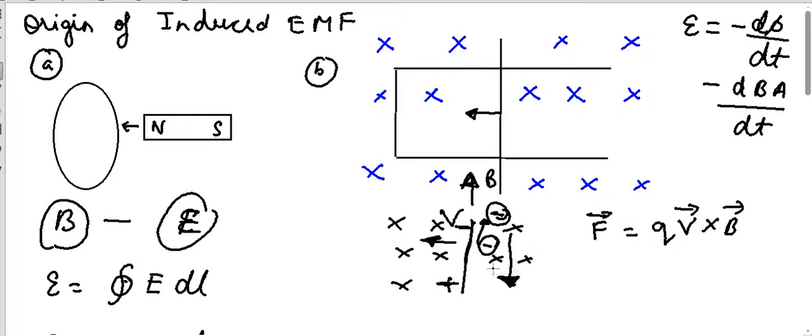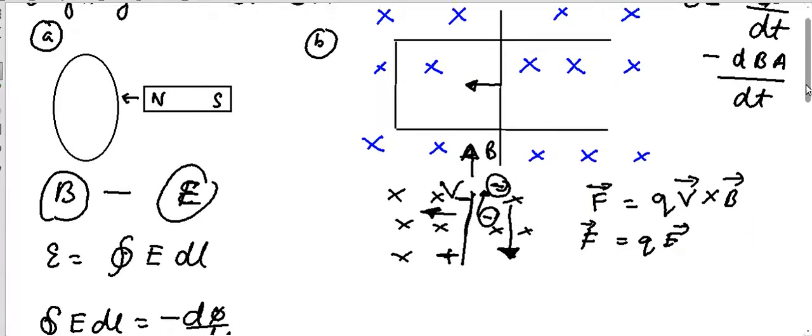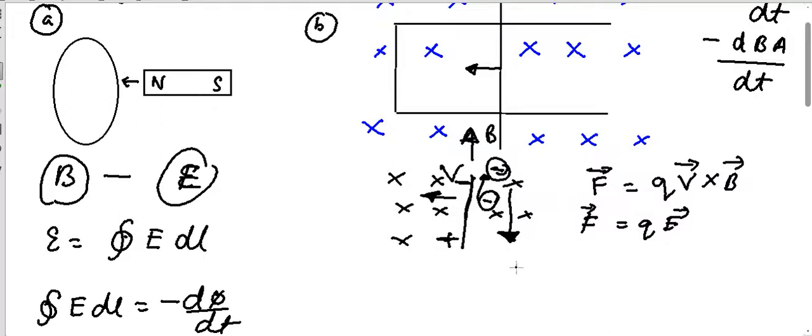The magnitude of the electric field developed will be such that the force along this direction is F equal to Q into E. Agreed? The magnitude of this electric field will be such that the magnetic force and the electric force balance. The electrons will keep moving to the other side till the induced electric force is enough to stop more electrons from going to that side, that is, till both forces balance out. That will happen when Q V cross B is equal to Q into E.